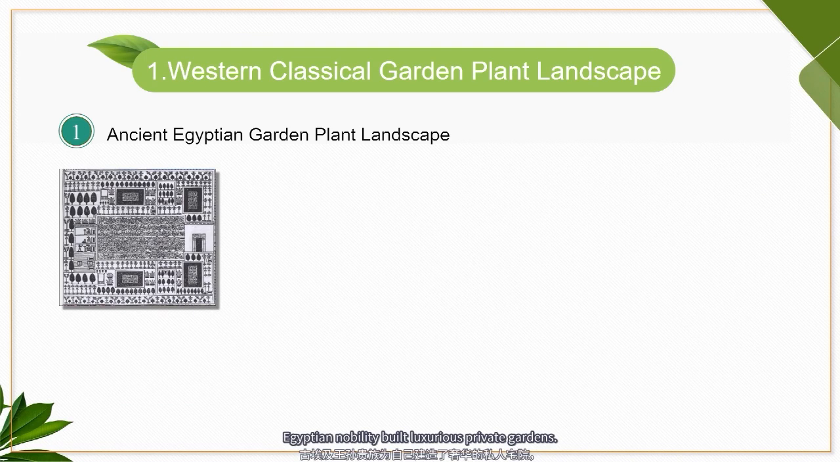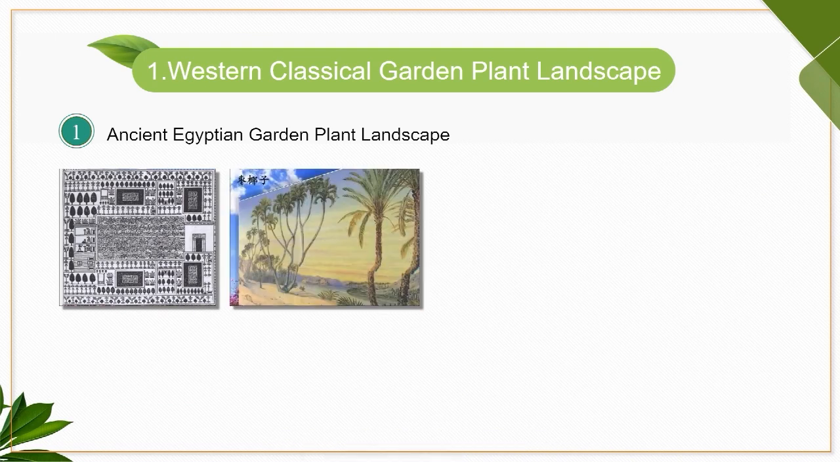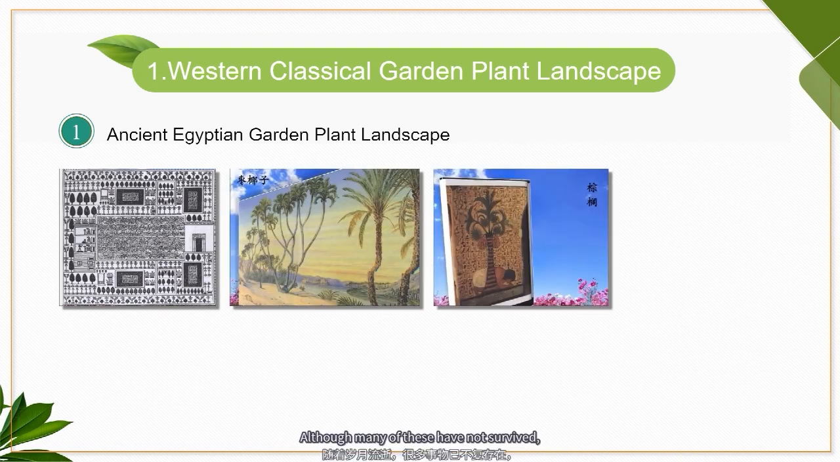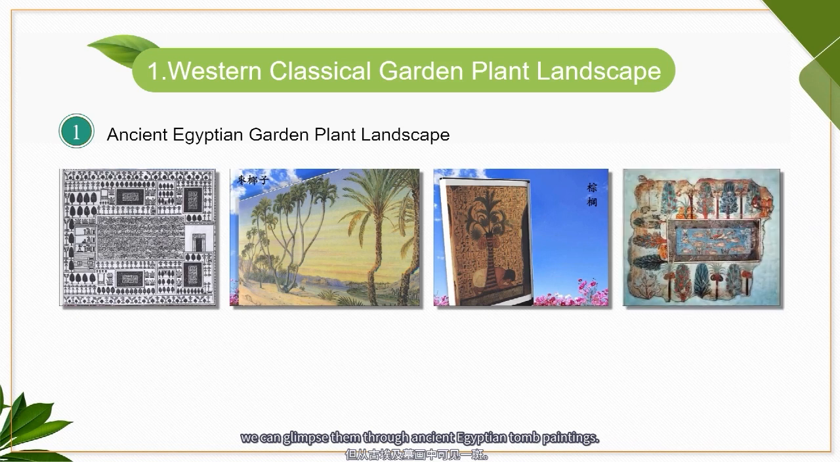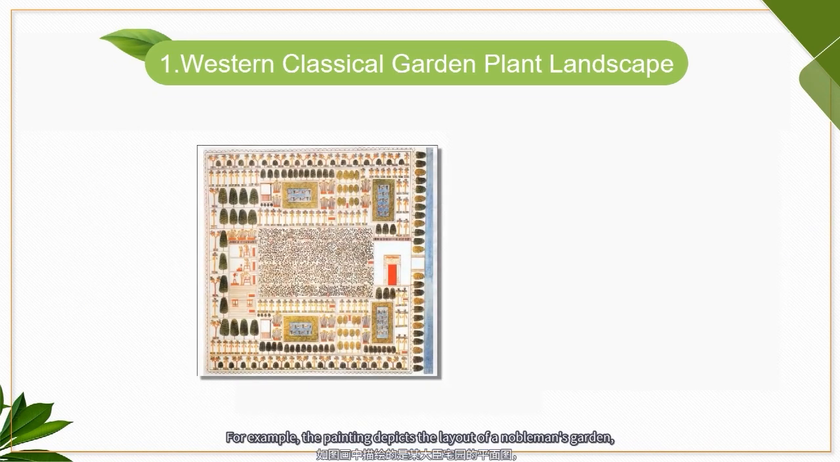Egyptian nobility built luxurious private gardens. Although many of these have not survived, we can glimpse them through ancient Egyptian tomb paintings. For example, the painting depicts the layout of a nobleman's garden, showing a clear formal arrangement. Analyzing this painting, where is the garden located? It requires a significant amount of water for irrigation.